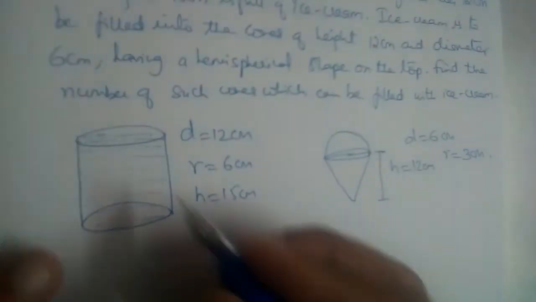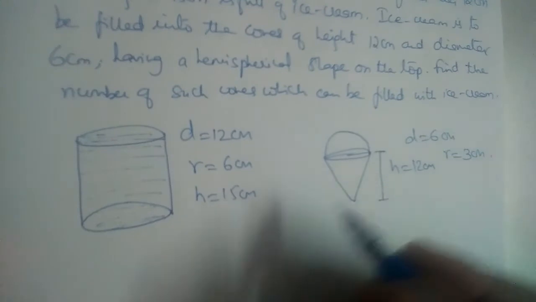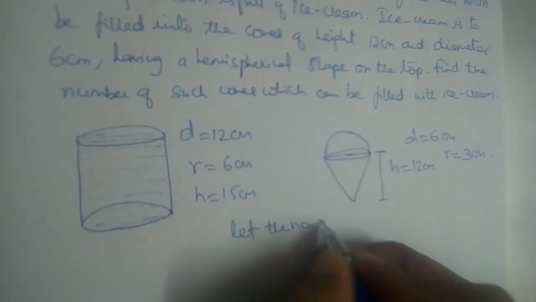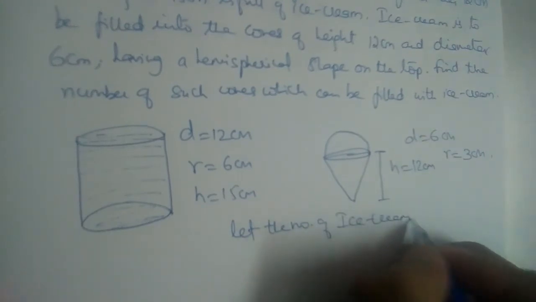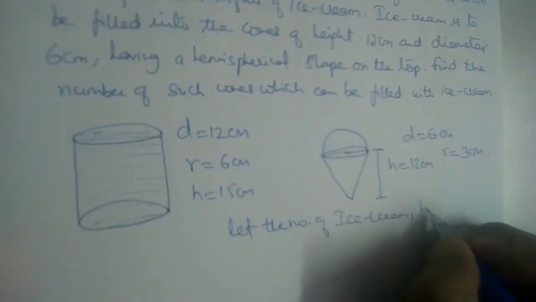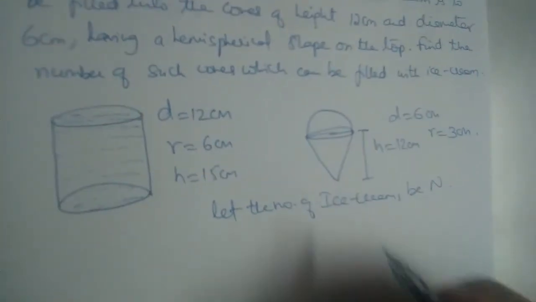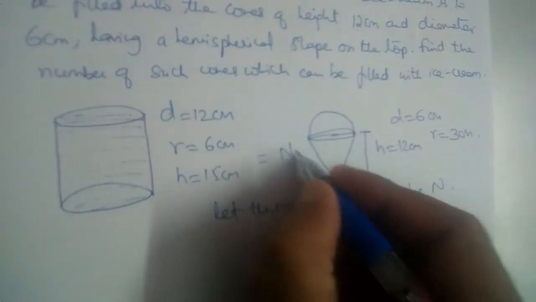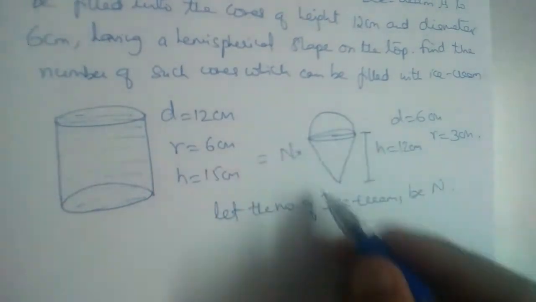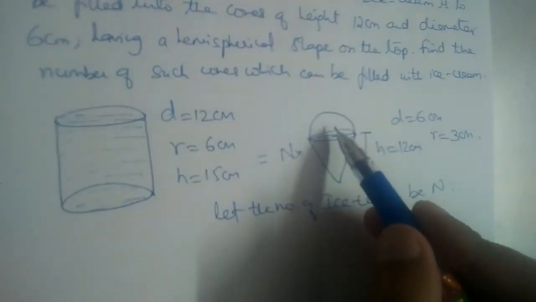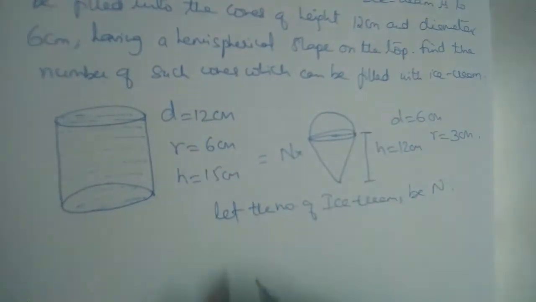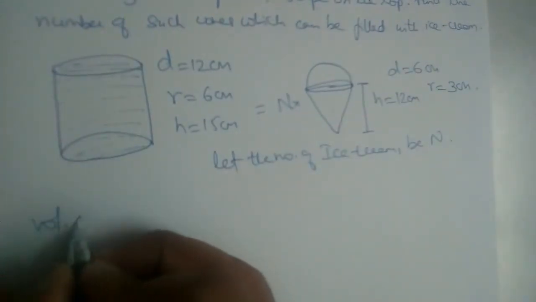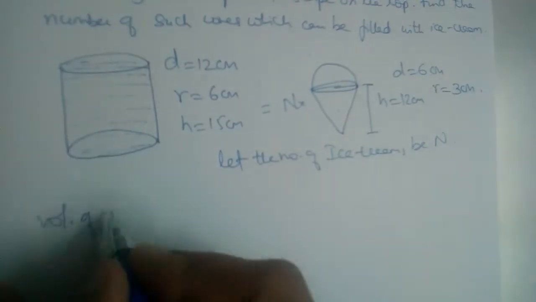All right. See, we don't know how many ice creams can be filled, right? So let the number of ice creams that can be filled be n, capital N. Okay. So volume of this cylinder should be equal to n into volume of this ice cream, right? What is the volume of this complete ice cream? Volume of hemisphere plus volume of cone.